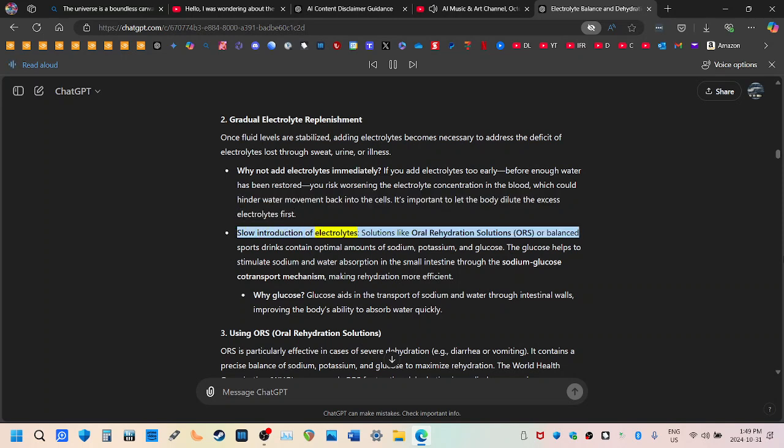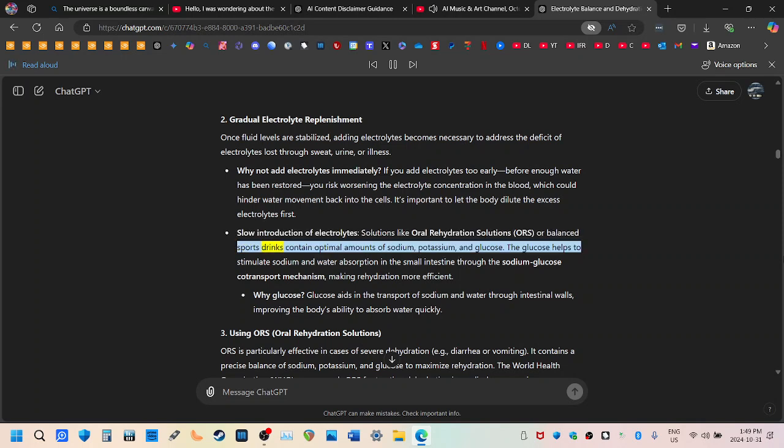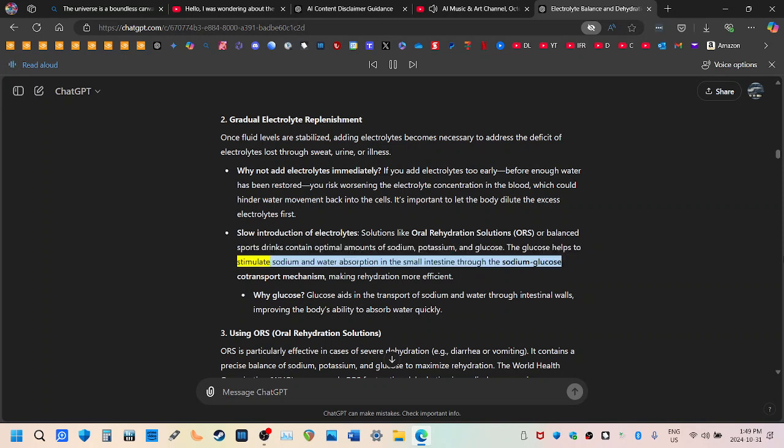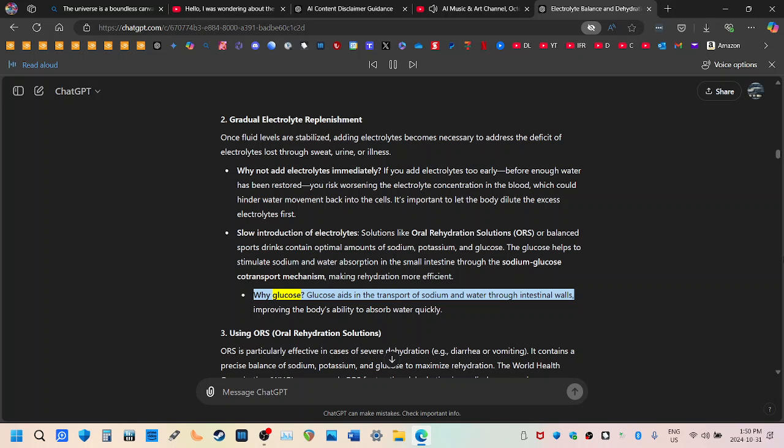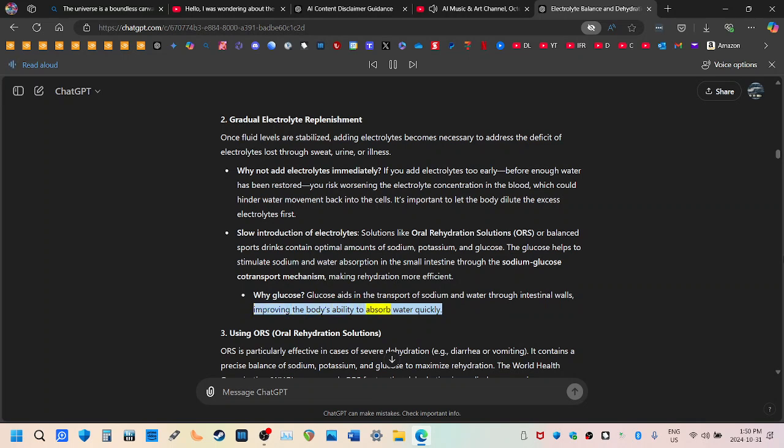Slow introduction of electrolytes. Solutions like oral rehydration solutions (ORS) or balanced sports drinks contain optimal amounts of sodium, potassium, and glucose. The glucose helps to stimulate sodium and water absorption in the small intestine through the sodium-glucose cotransport mechanism, making rehydration more efficient. Why glucose? Glucose aids in the transport of sodium and water through intestinal walls, improving the body's ability to absorb water quickly.